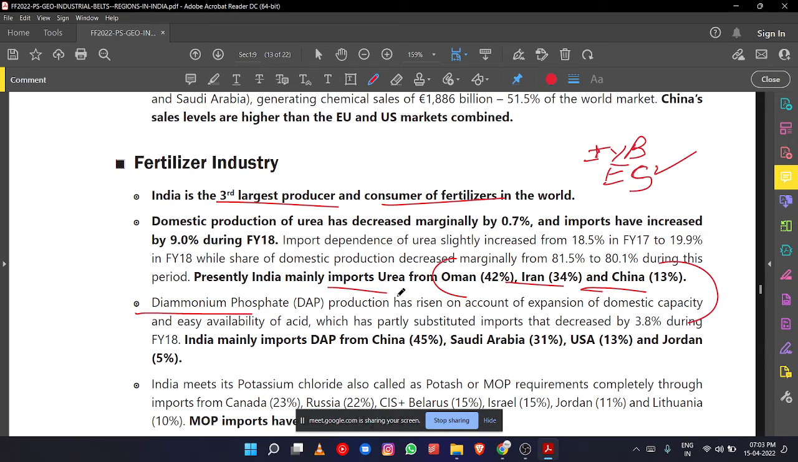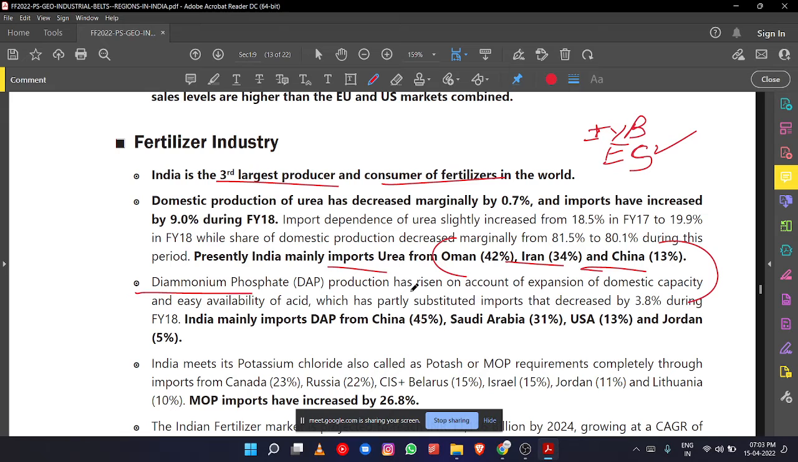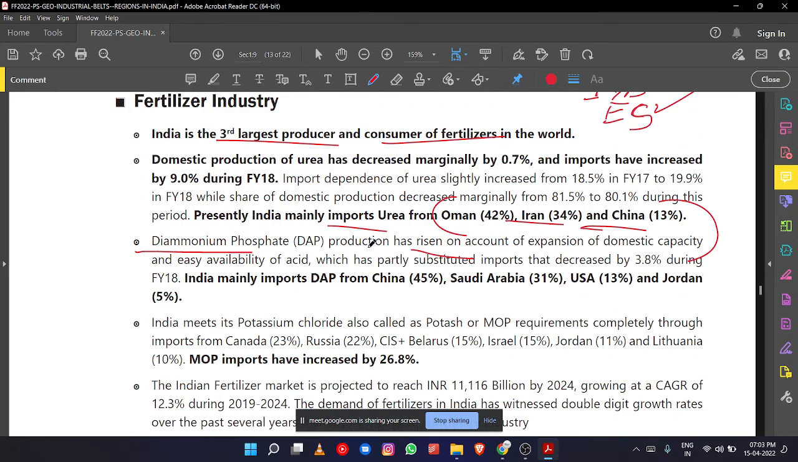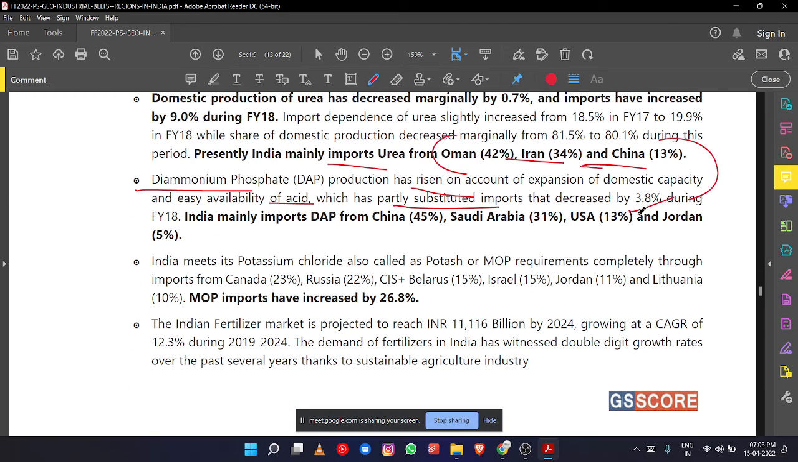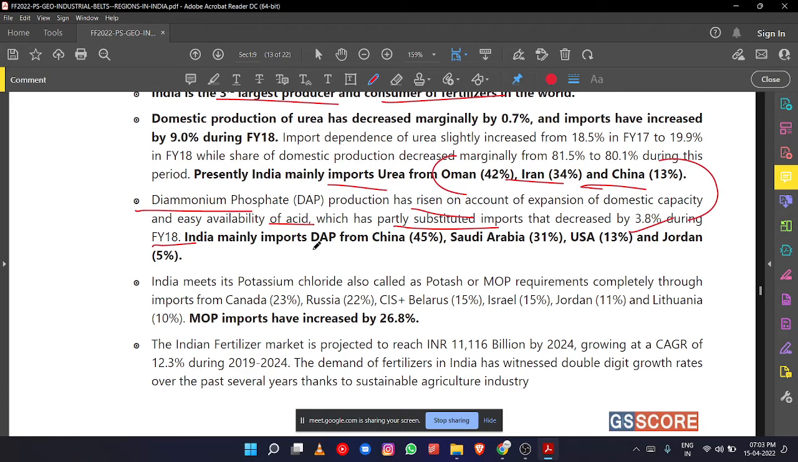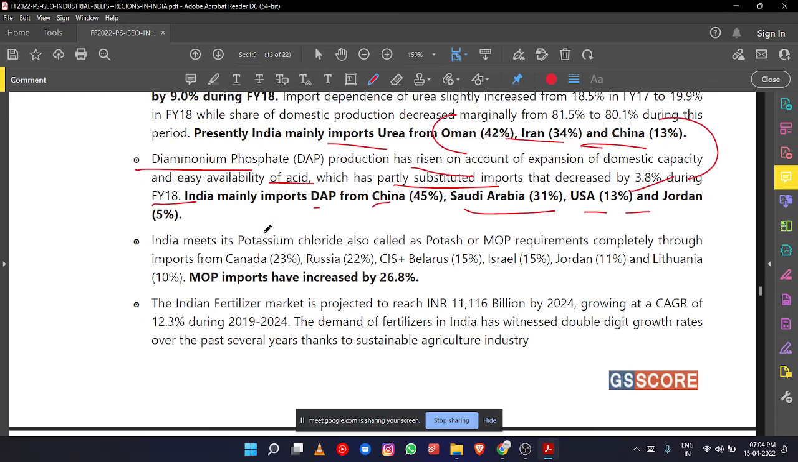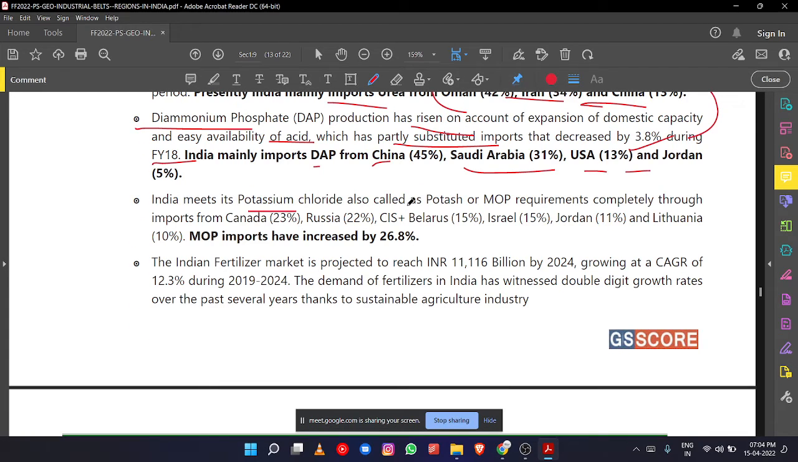Diammonium phosphate, DAP fertilizer is there, no? So its production has risen on account of expansion of domestic capacity and easy availability of the acid, and partially substituted imports, which decreased by 3.8% during the financial year 2019. So India mainly imports this diammonium phosphate. It is the second most used fertilizer. So from China, Saudi Arabia, US and Jordan. India also imports potassium chloride.